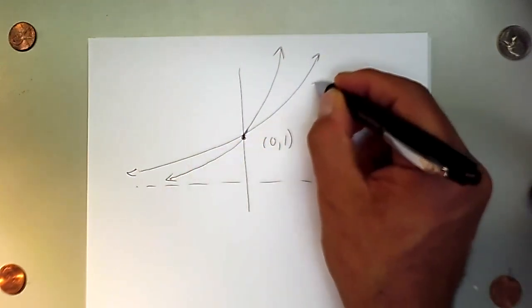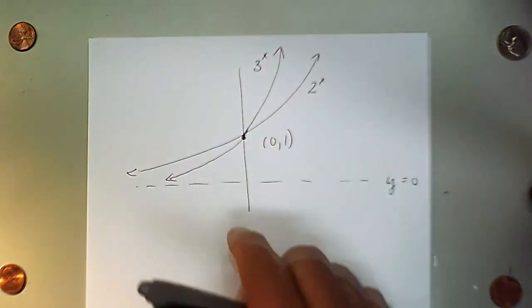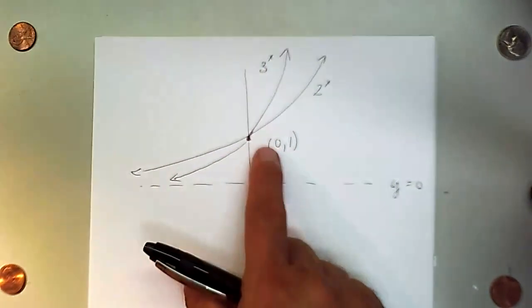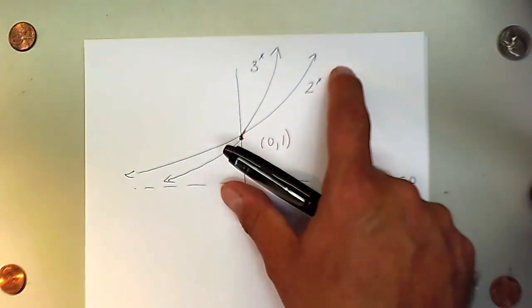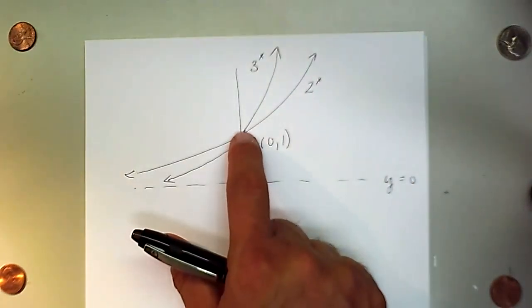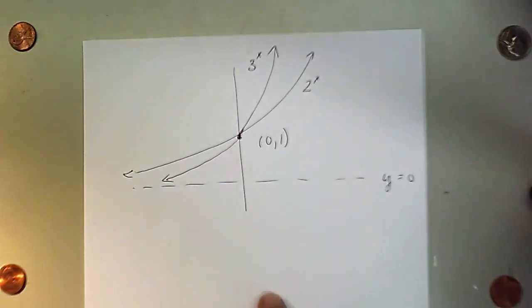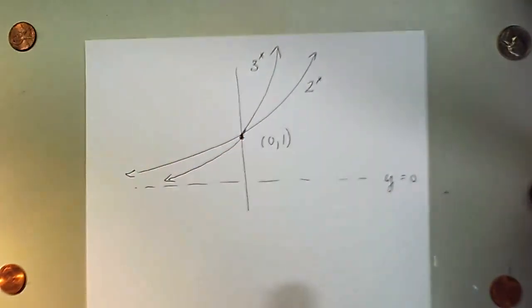We're comparing 2 to the x with 3 to the x. And of course, 3 to the x is going to go higher, and 4 to the x would be higher. And 1.5 to the x would be lower than 2 to the x, and 1.1 to the x would be even lower, but they're still going up. They still have the same shape. All of them have the same horizontal asymptote. All of them go through (0, 1).